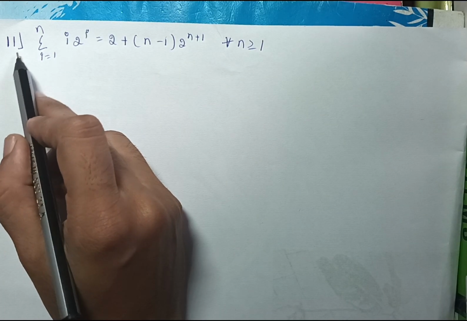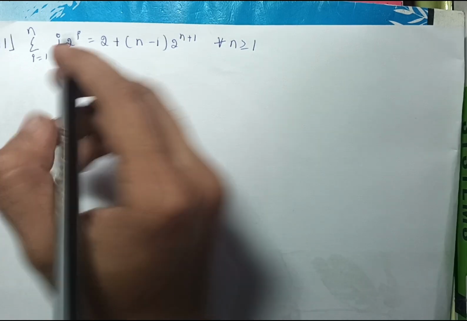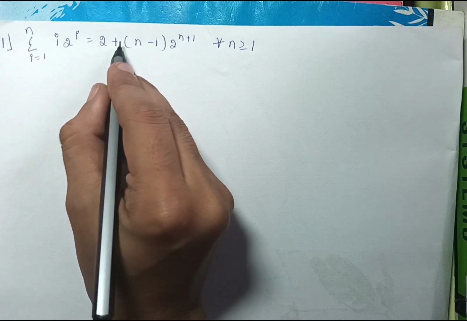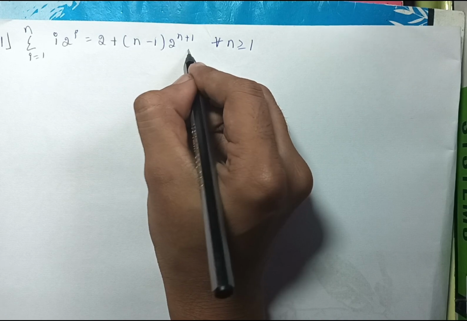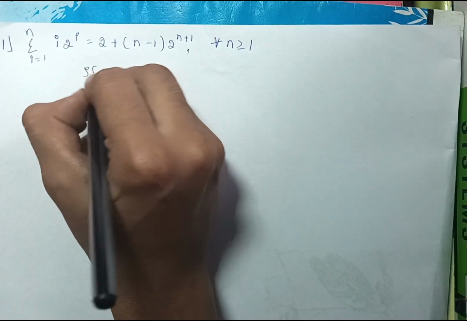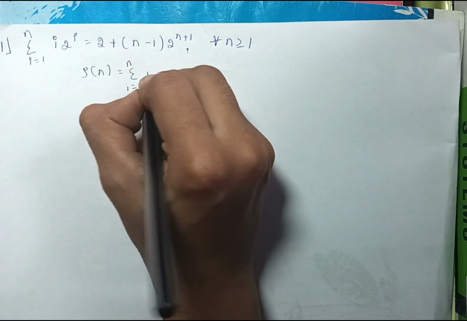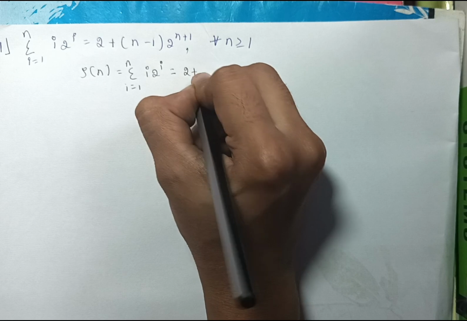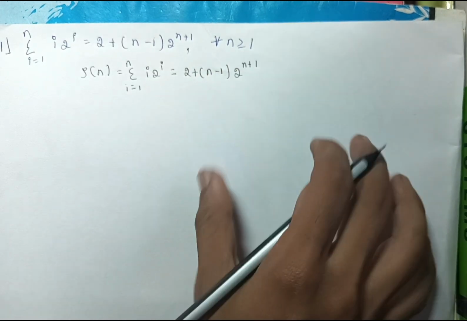Question number 11, and it is the last summation type problem. Prove by induction that summation i to i equal to 2 plus n minus 1 into 2 to the power n plus 1 for all n greater than or equal to 1. Let's take this as s of n, summation i equal to 1 to n, i to i equal to 2 plus n minus 1 into 2 to the power n plus 1.